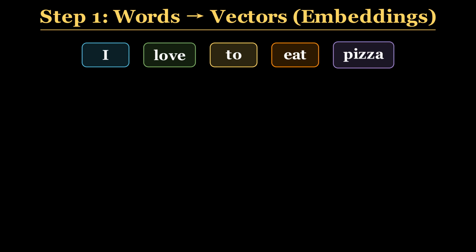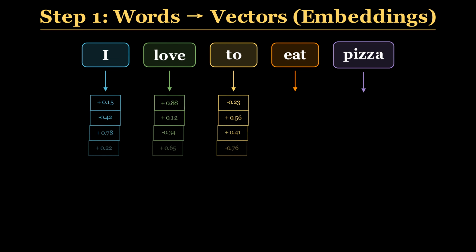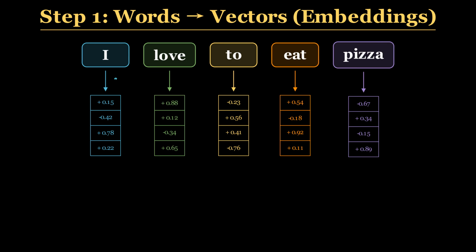Before we can do masked attention, we first need to turn our words into numbers. Each word gets its own vector, a list of numbers that captures what the word roughly means. These are our token embeddings. Each word now has its own unique set of numbers. We repeat this for every single word in our prompt, from x1 up to x5.